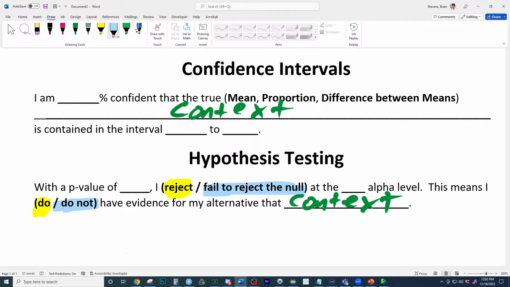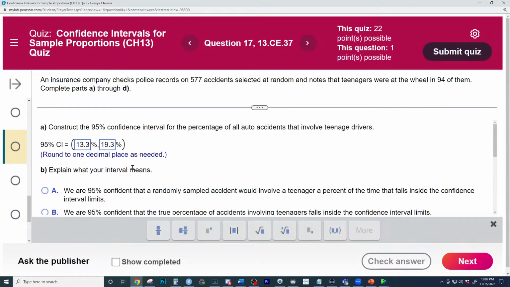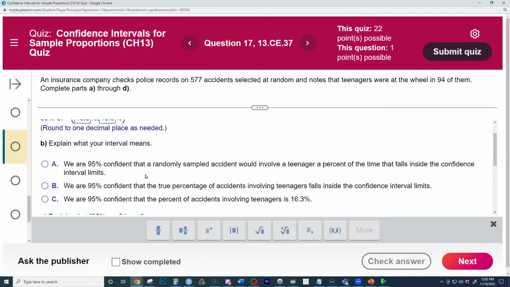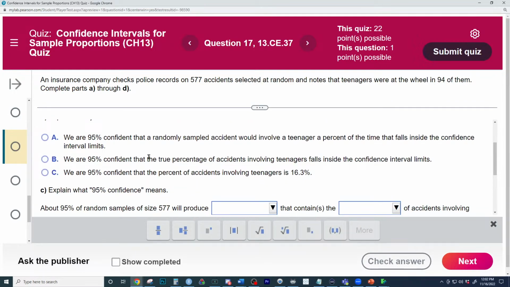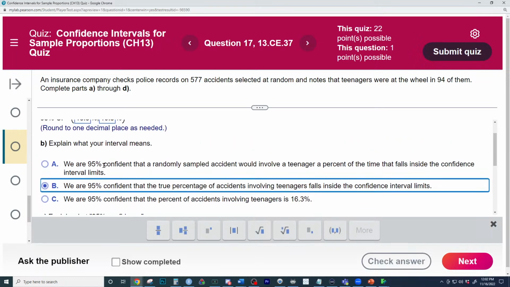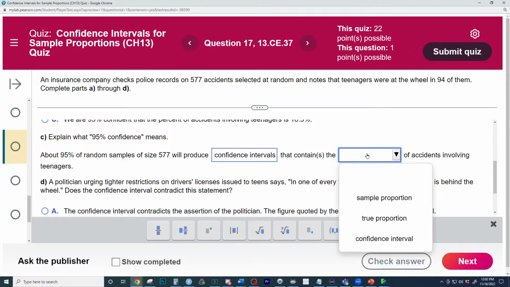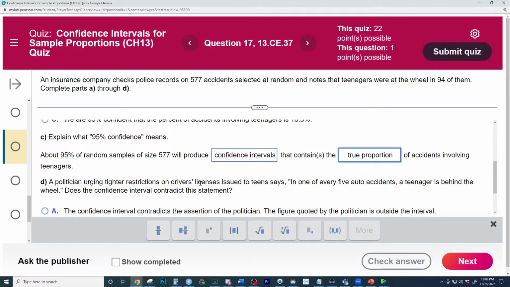So you need to know how to interpret this. I am 95% confident the true proportion of times that a teenager is at the wheel is contained in the interval 13.3 to 19.3. So I am 95% confident the true percent of accidents involving a teenager is contained in the interval, and that's got it right there. About 95% of random samples will produce intervals that contain the truth, and Justin went into that today in class.